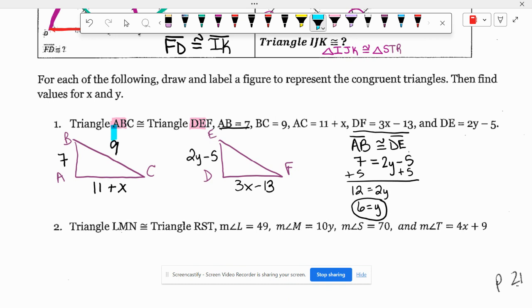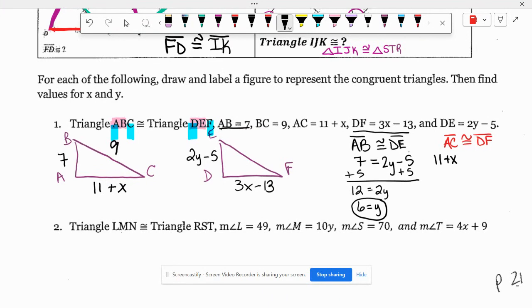Well, I know that AC, the first and the last letter of the first triangle, has to correspond to DF, the first and the last letter. So that means that AC is congruent to DF. Well, what can I say about AC? What's the measure of AC?